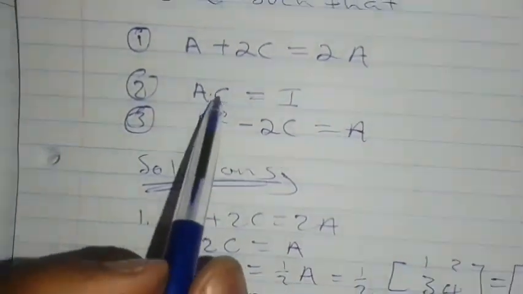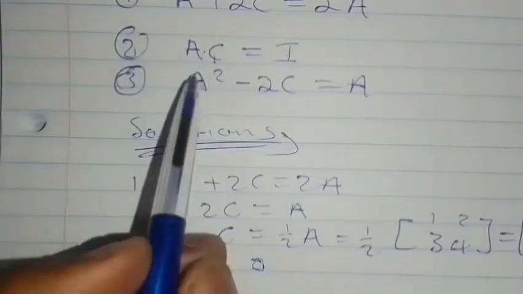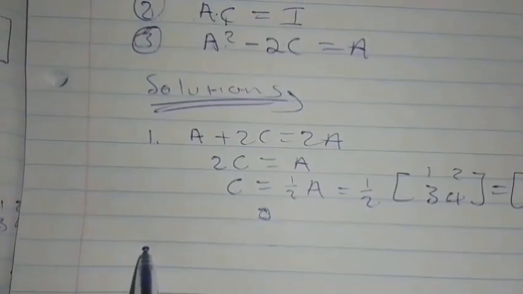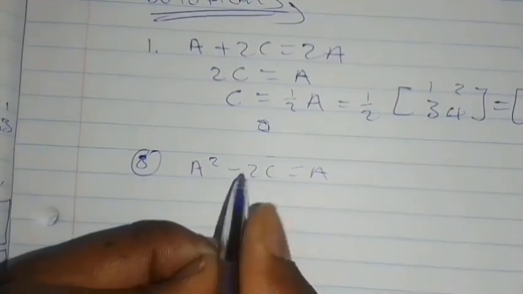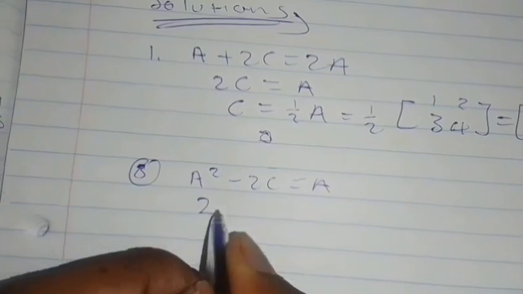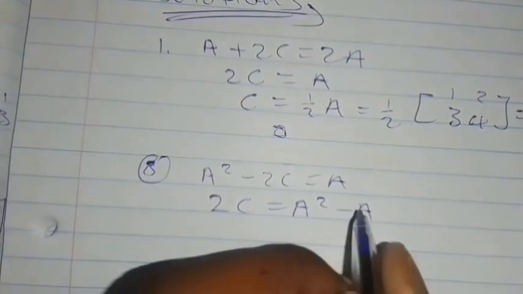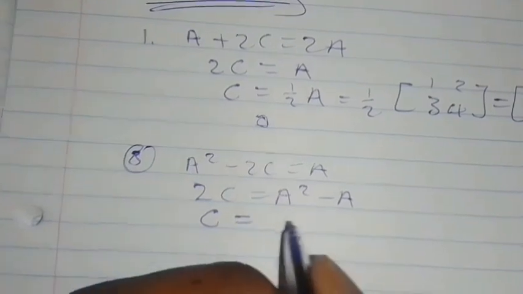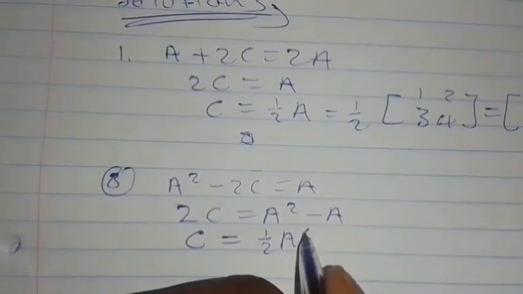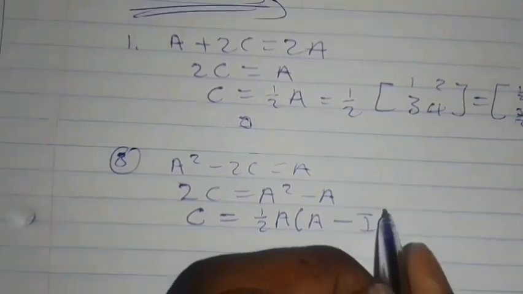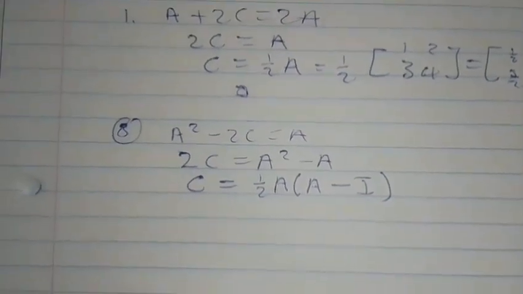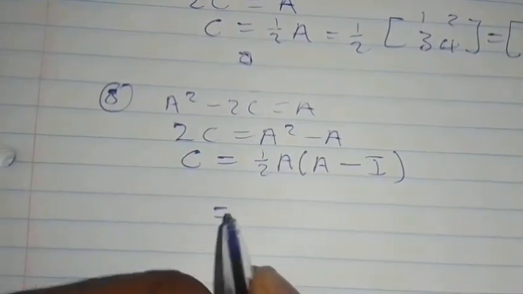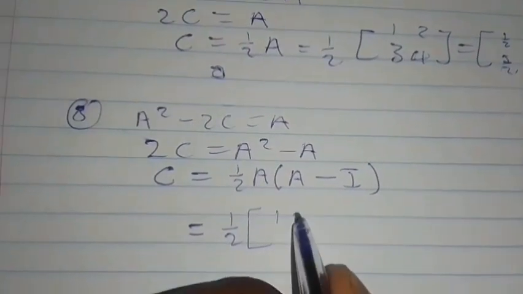And now number 2, let's keep this one. We're going to solve it last. So what about number 3? When we look at number 3, we have A squared minus 2C equals A. So this will give us 2C equals A squared minus A, meaning that C will be equal to half A times (A minus the identity) if we factor by A. That's one way you can solve this. Basically, because A times the identity will just give us A, since the identity has a determinant equal to 1, so it doesn't really change anything here. So what this means is we can say we have half, and A is given by 1, 2, 3, 4.